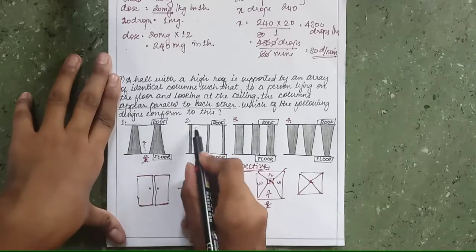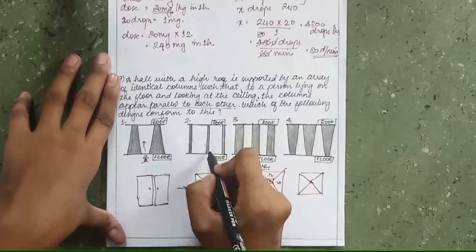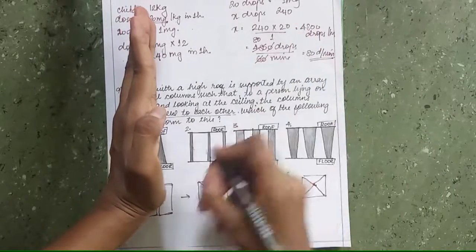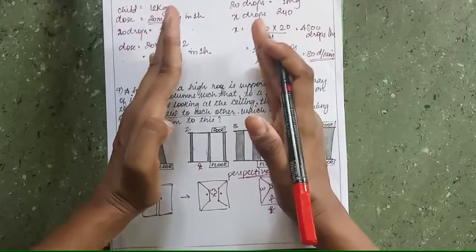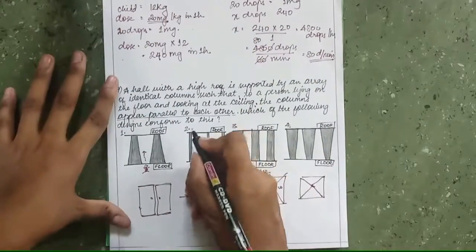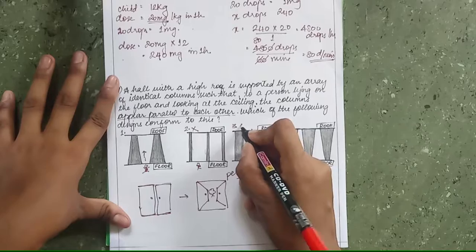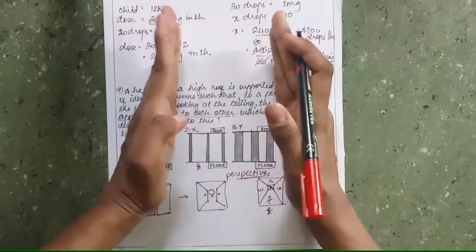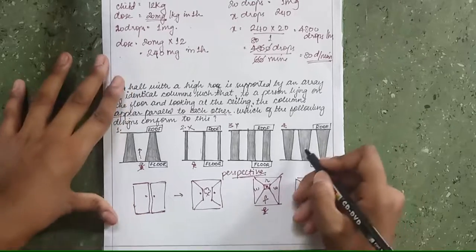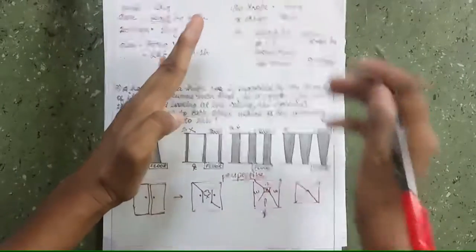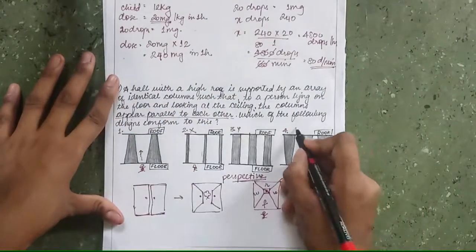So for this case, for parallel columns, we see that when a person is lying on the floor and sees the ceiling, it would appear converged. So this would not appear parallel. Similar to this case, this would also appear converged. And in this case, it is already converging in nature, so this would again converge more. So these columns also would not appear parallel.